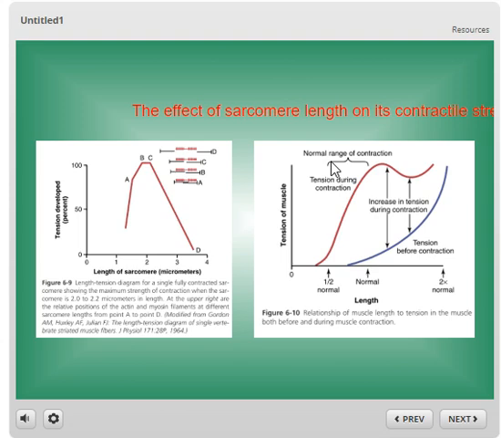As a whole, the contractile strength of a sarcomere is highly dependent on its length. Optimal sarcomere length allows for maximum cross-bridge formation, while deviation from this length, either too short or too long, results in decreased contractile strength.